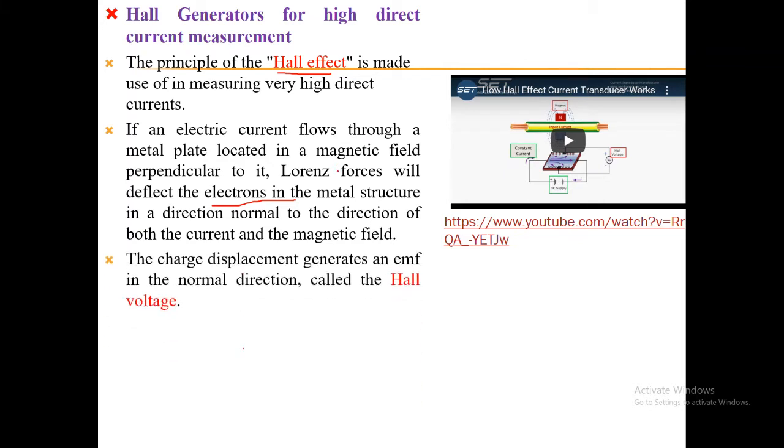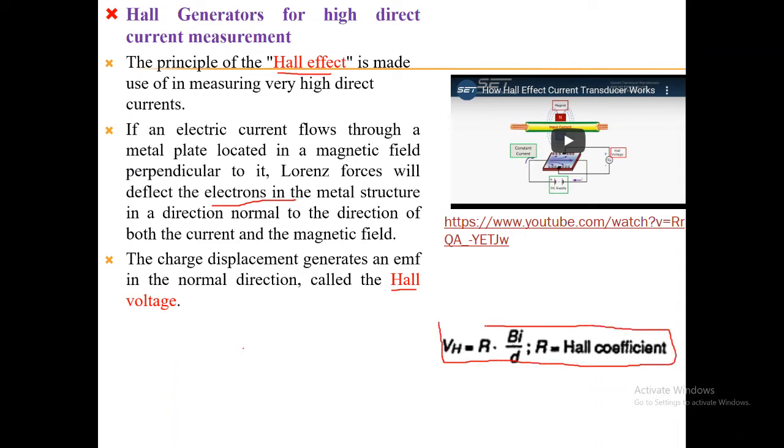Because of the Lorentz force, the electrons are getting deflected. As a result, there is always a displacement of charge, and this displacement of charge will produce an electromotive force in the normal direction, and this EMF is known as the Hall voltage. The Hall voltage can be determined from this formula. By connecting the voltmeter, we can measure the Hall voltage. By having the magnitude of that Hall voltage, we can calculate the unknown magnitude of current from this equation: VH is equal to R into B into I upon D.